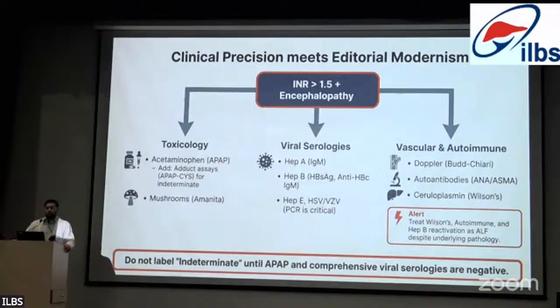When a patient meets criteria of INR more than 1.5 and encephalopathy, we do a tox screen for paracetamol, a viral screen for hepatitis A, B, hepatitis E, and we also have to check for Budd-Chiari, autoimmune, ceruloplasmin. And we kindly do not label as indeterminate unless the paracetamol poisoning is negative and comprehensive viral screens are negative, because there can be viruses like varicella, herpes, which can be found positive.